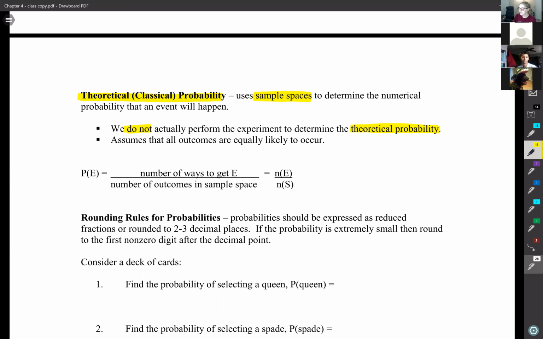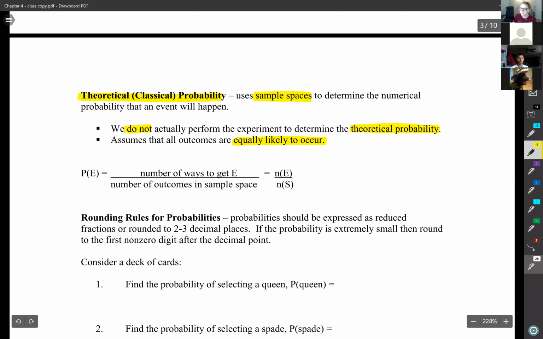The next bullet point says that it assumes all the outcomes are equally likely to occur. Like I said, with rolling a die, we assume that you have an equal chance of getting a 1, 2, 3, 4, 5, or 6. That's just the assumption, that they are all equally likely to land when you roll a die. Same with heads or tails: we would assume there's a half chance you get heads and a half chance you get tails. Those are some things about theoretical probability that distinguish it from other types. All events are equally likely to occur.